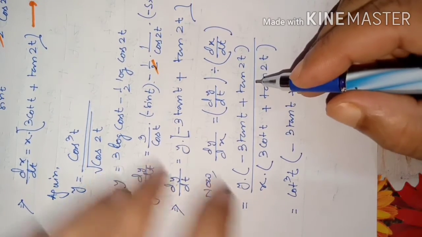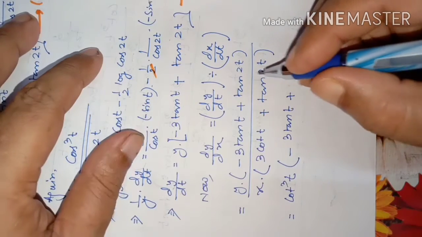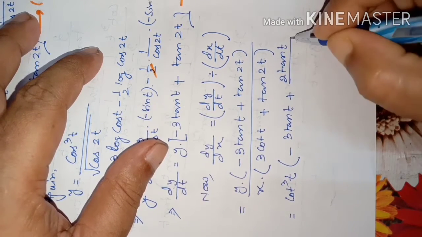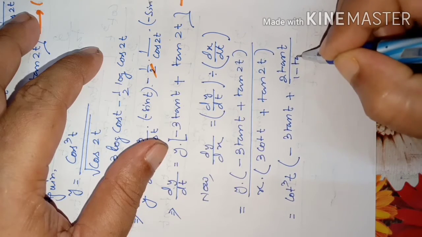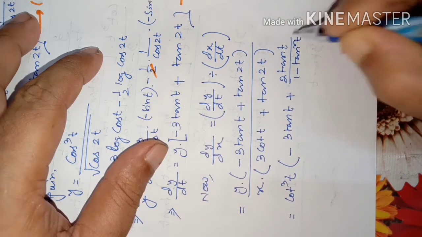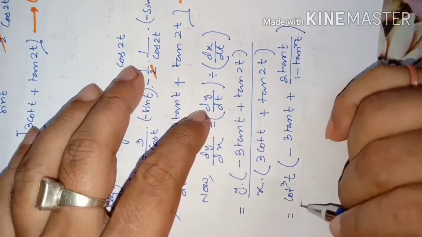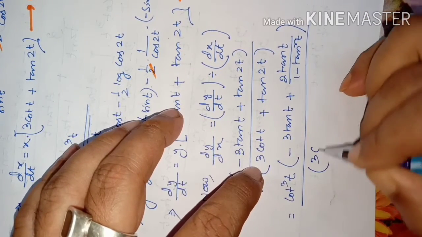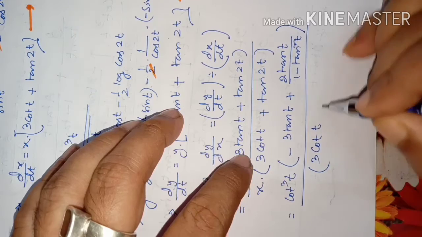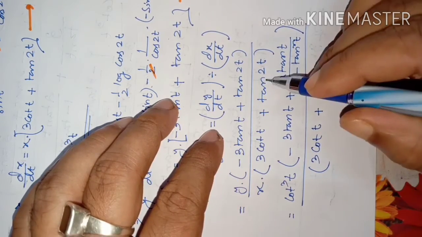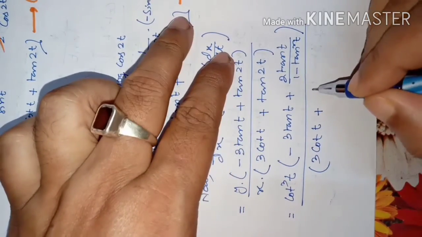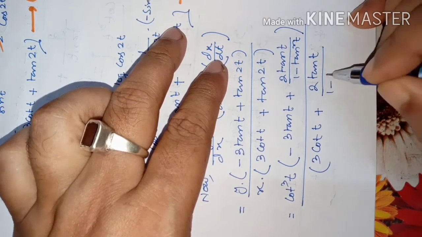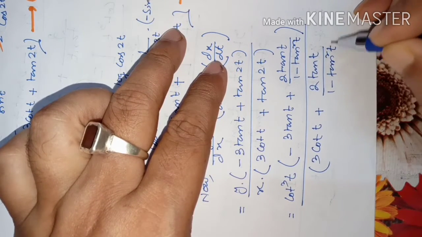We can apply here the identity for tan 2 theta, that is 2 times tan t divided by 1 minus tan square t, divided by 3 cot t plus this one also, again in the same way, tan 2t as 2 tan t divided by 1 minus tan square t.